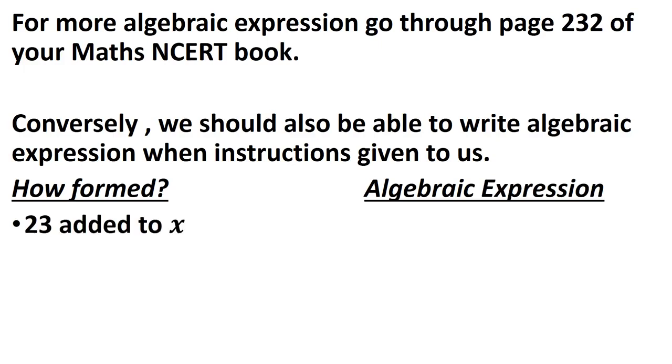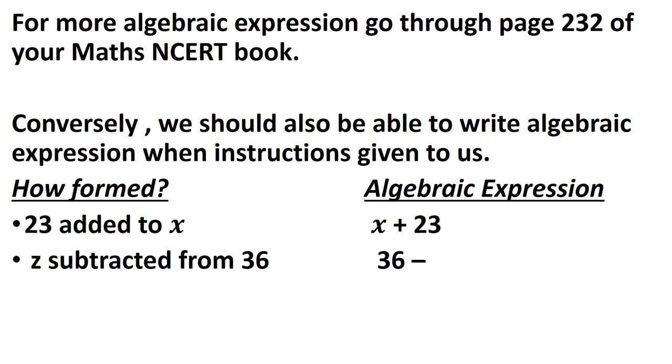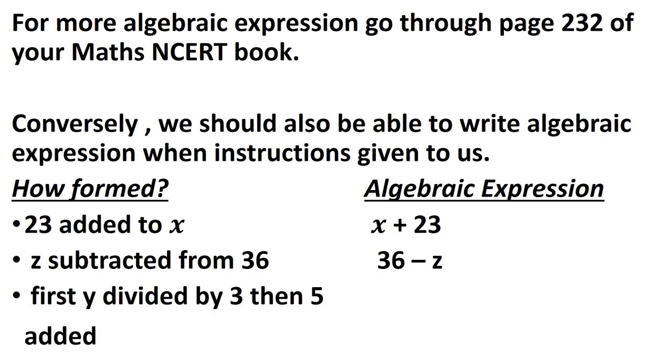First is 23 added to x. Means we will add 23 to x. That is x plus 23. z subtracted from 36. A number written after "from" we have to write down first in case of subtraction. So it is 36 minus z. First y divided by 3, then 5 added to the quotient. First y divided by 3, so do that, y divided by 3, then 5 added, so add plus 5 after that.